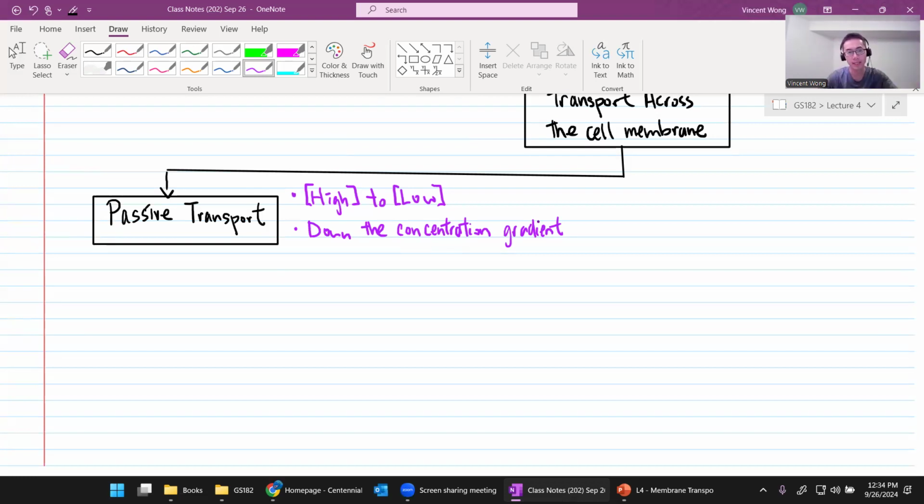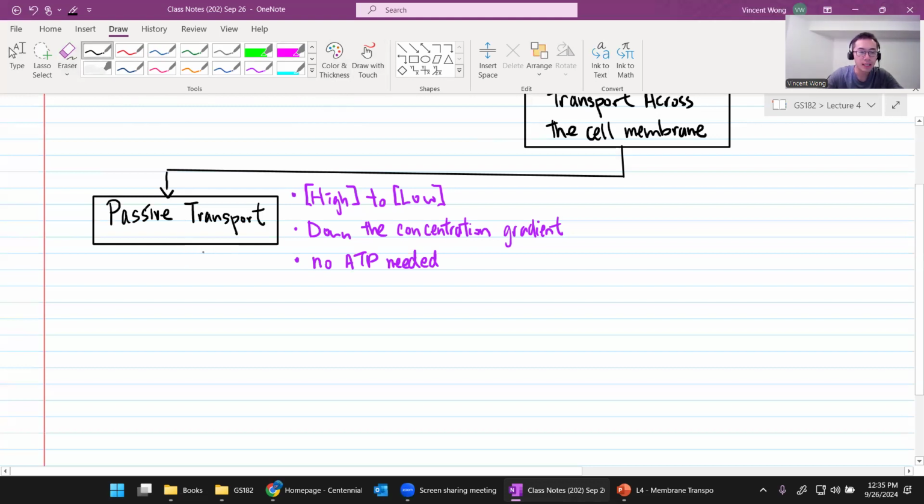It's like a ball rolling downhill. Also, like a ball rolling downhill, there's no energy required. You give it a bit of a nudge, and then gravity does the rest. So in the same sense here, when substances move from high to low concentration, no ATP needed. It just happens spontaneously.